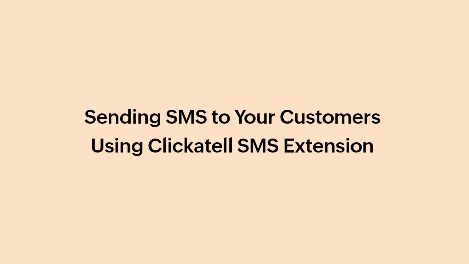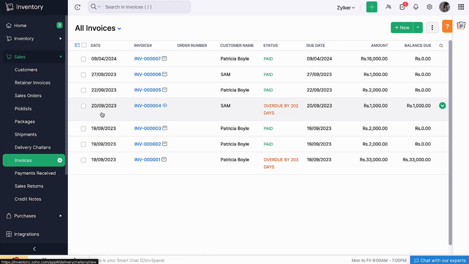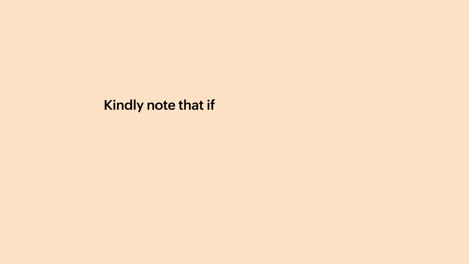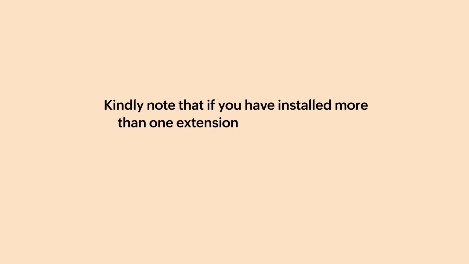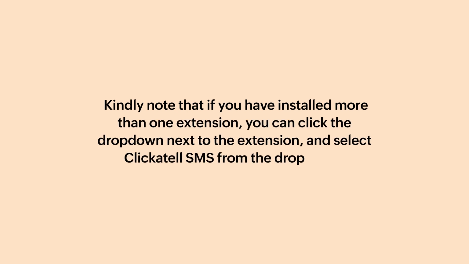Now, let's send SMS to your customers using the Clickatell SMS extension. Go to Sales and select Invoices or Customers. For the purpose of this video, let's select Invoices. Select an invoice. Kindly note that if you have installed more than one extension, you can click the drop-down next to the extension and select Clickatell SMS from the drop-down.